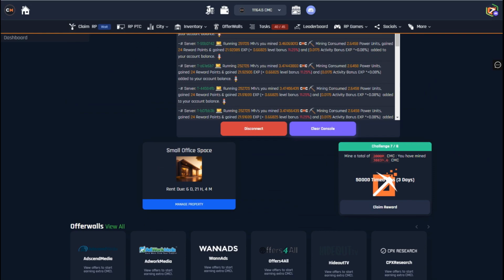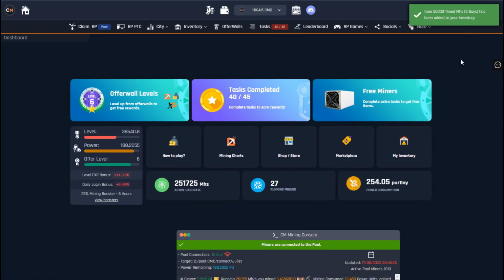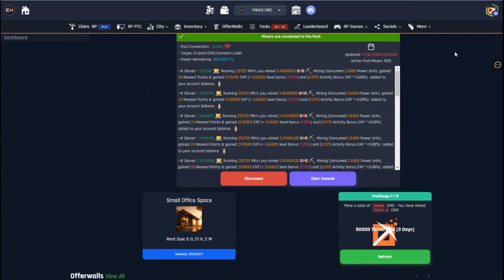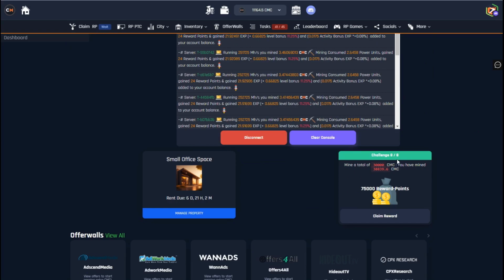So next, challenge 7, mine a total of 20,000 CMC. So we've mined that, and we're going to get a 50,000 timed boost at 3 days. That's crazy. That's very cool, actually. It has been added to your inventory. Okay, and then refresh that. And then this is what was at 8 of 8, so we can claim that as well. So that's 75,000 reward points we can claim also.